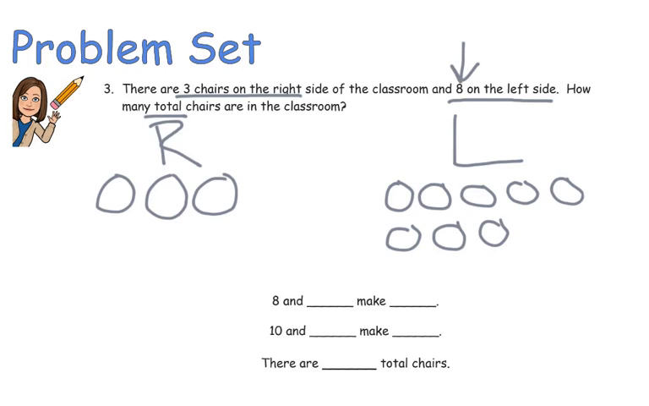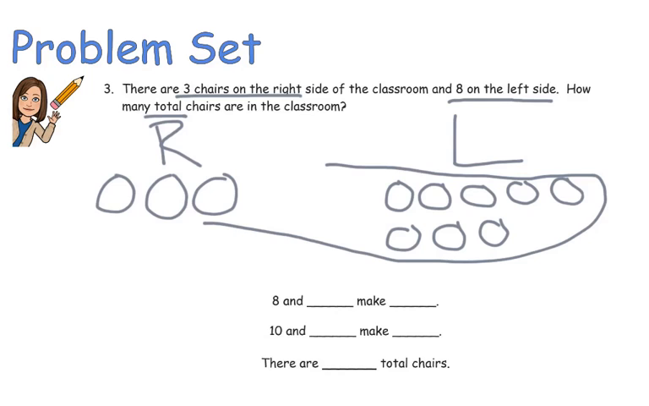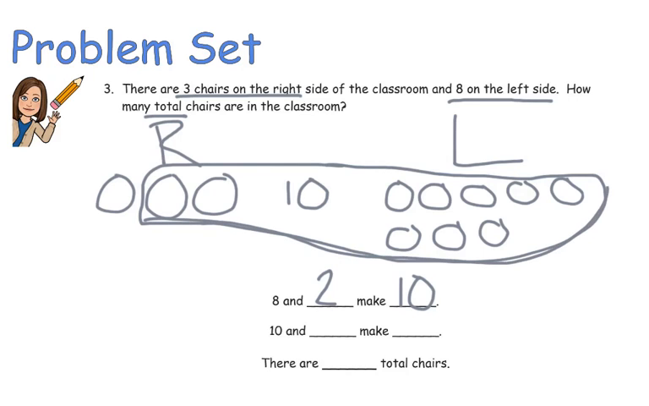Now we're going to circle and make our group of 10. So again, I'm going to start using my 8 because it's a bigger number. So 8, 9, 10. I'm going to write 10 in my circle. So then 8 and how many did we borrow? 2 to make our group of 10. And then we have our 10 plus our one last one. So there's only 1 here. So 10 and 1 more is 11. So to answer our question, there are 11 total chairs.